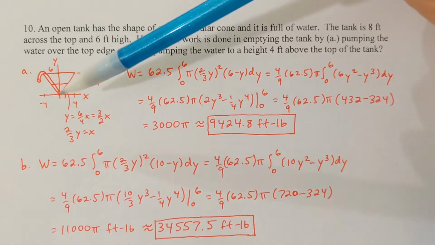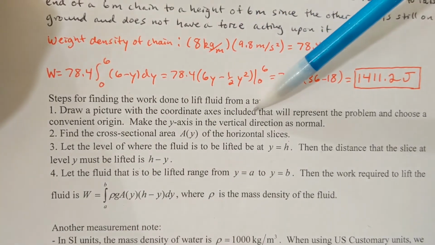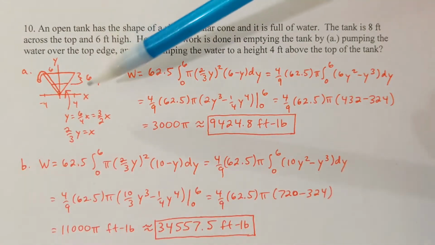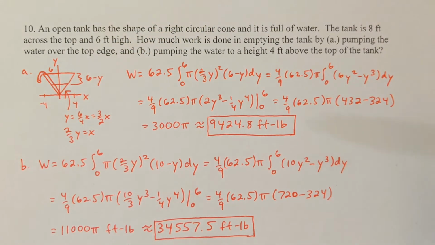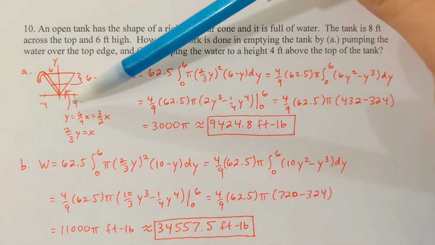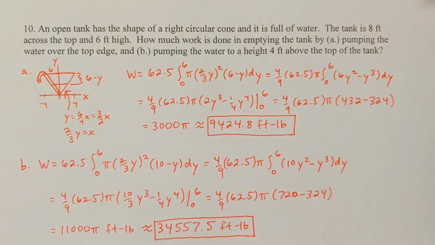Okay, so I've drawn a picture. Again, step 1 is to draw a picture and choose a convenient origin. So I've done that. I've centered this right at the origin. And we've got a cone-shaped tank, and the tank is 8 feet across up at the top, so I'll go from -4 to 4 on the x-axis, and it is 6 feet high on the y-axis. How much work is done in emptying the tank by pumping the water over the top edge?